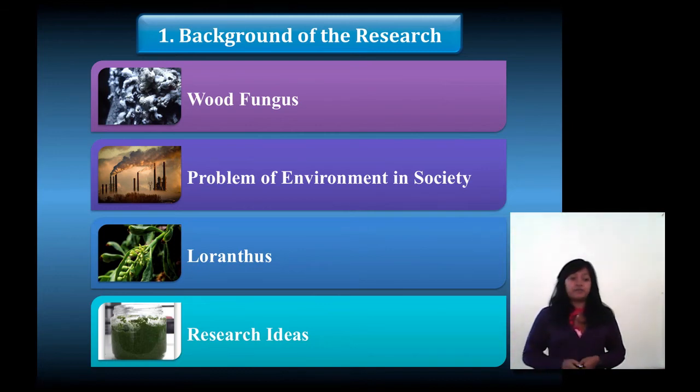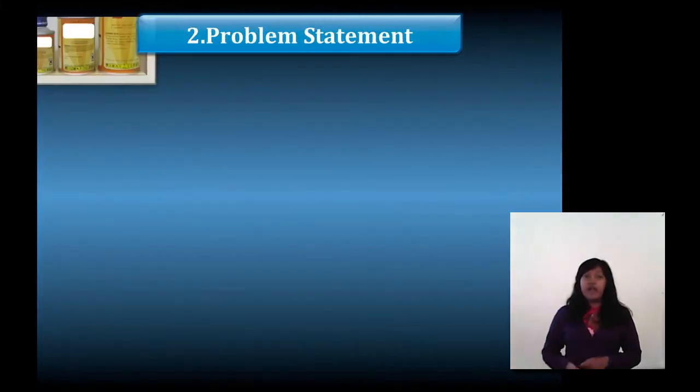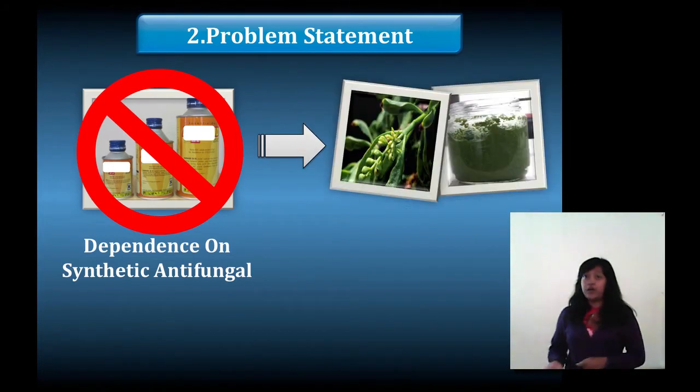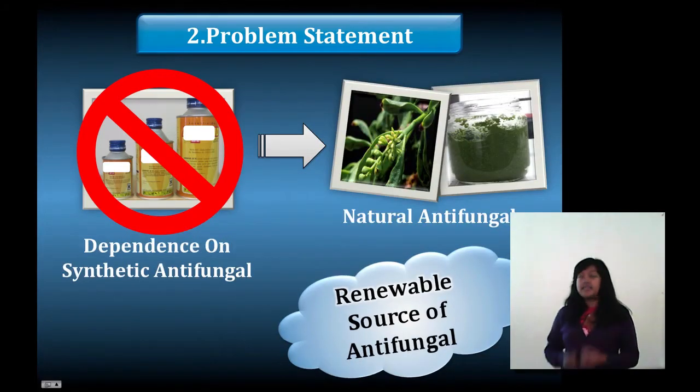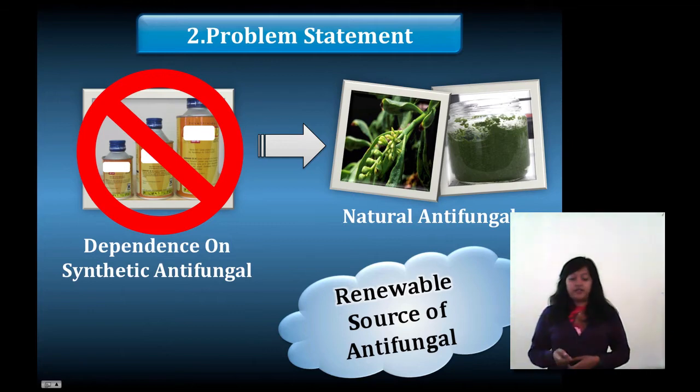But the problem statement is dependencies on synthetic antifungal is very dangerous for us. So I have to make the natural antifungal that is safer than the synthetic antifungal. So if the Loranthus can prove that it can be the antifungal, it means that this is the renewable source of antifungal.